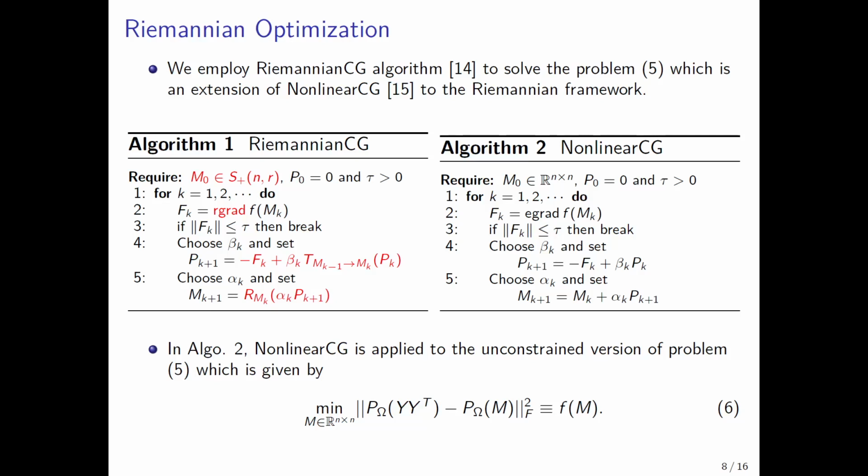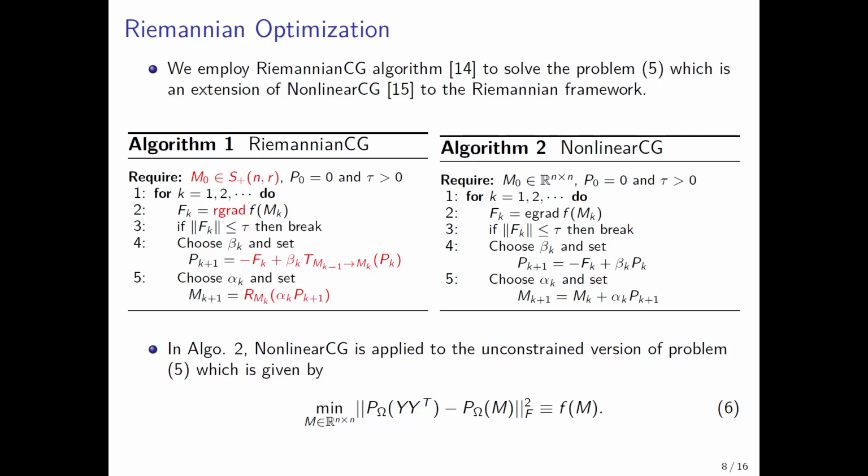Here we show the pseudocodes of nonlinear CG and Riemannian CG. We apply nonlinear CG to the unconstrained version of problem 5 as given in equation 6. For the sake of simplicity, the details of choosing beta and alpha are ignored. The key differences between the two algorithms are colored in red.